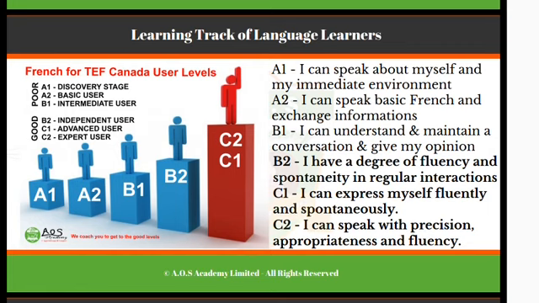The C1, you can express yourself fluently and spontaneously. We want that for you. The C2, you can also speak with precision, appropriateness, and fluency. That is the pinnacle of where you have to get to. So any of the levels you have, the B2, the C1, the C2, it's actually perfect for you.